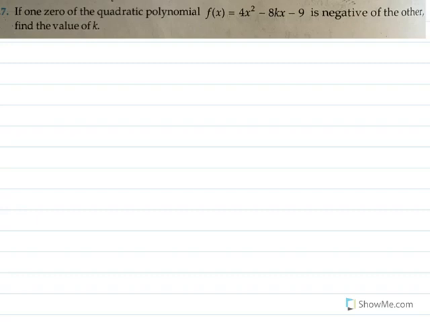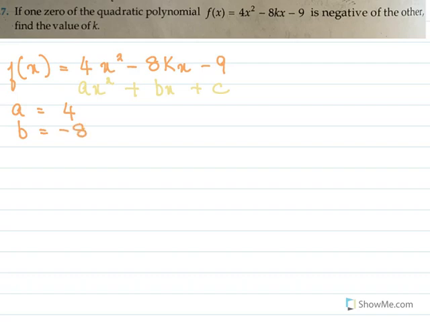If one zero of the quadratic polynomial is negative of the other, find the value of k. So the quadratic polynomial f of x is 4x square minus 8kx minus 9. When we compare it with the standard quadratic, we see that the coefficient of x square, that is a, is 4, coefficient of x, b, is minus 8k, and c is minus 9. That's one part of the sum.